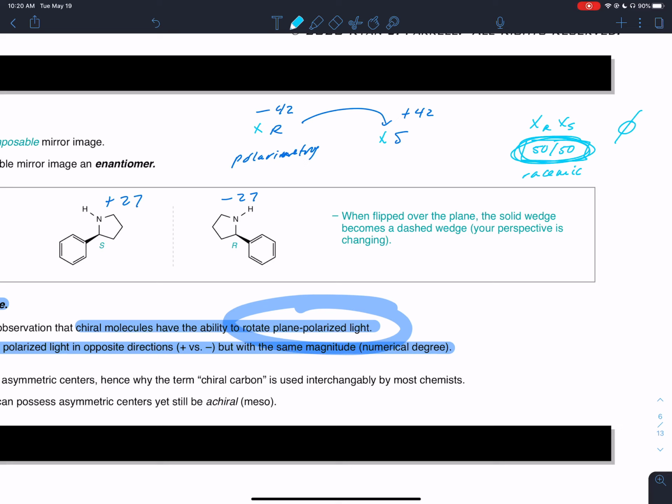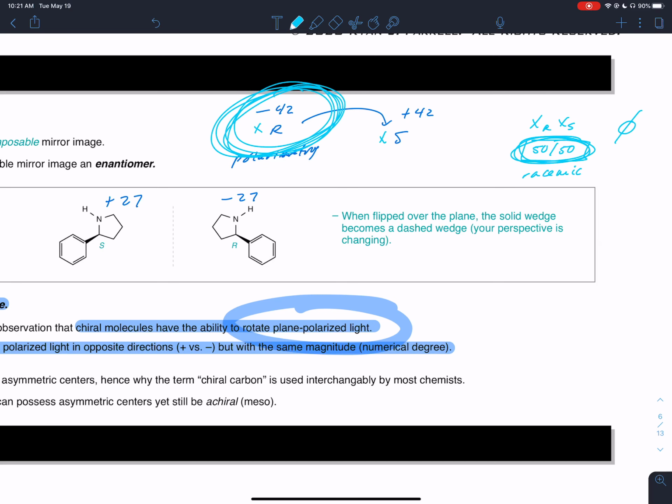Why? Because we have equal parts R and S, and they are rotating light in opposite directions, canceling each other out. If there was an excess of one, the overall solution would have an optical activity, okay? If you just had a solution of one, a pure enantiomer, a single enantiomer, say R, it would be negative 42 degrees in terms of its optical activity, okay?